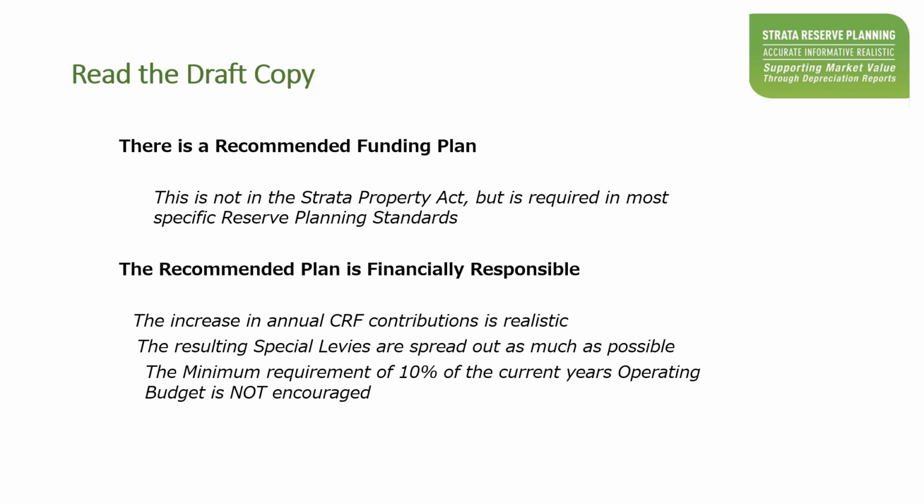Now, in the Strata Property Act, it doesn't talk about there being a recommended funding plan. In British Columbia, it just says that there has to be 3 funding scenarios. But anybody following any set of standards will have a recommended funding plan so that the Strata Corporation has some goal to work towards. But that recommended funding plan has to be financially responsible. The increase in the annual contributions has to be realistic, and the resulting special levies spread out as much as possible.